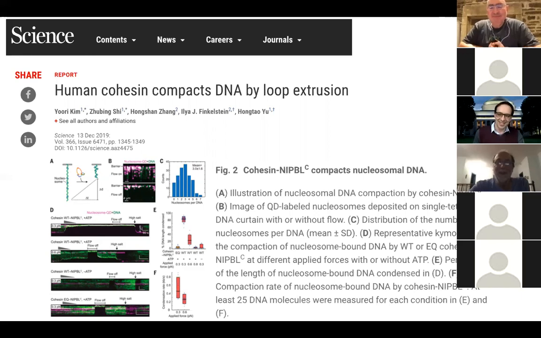Okay. I didn't quite understand if you finally answered this question about the size mismatch. What is your take on that? That the condensin is 40, 50 nanometers and the nucleosome is not that big. So what did you say to that? I didn't quite catch that.